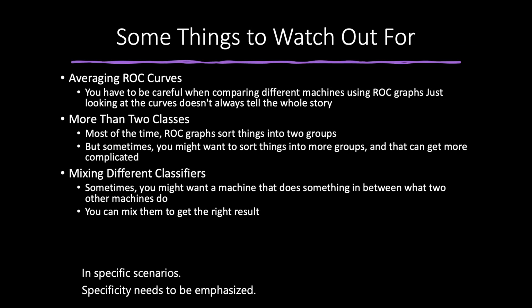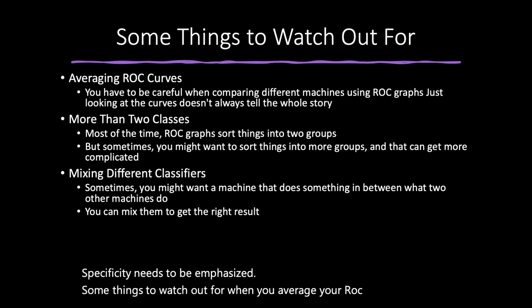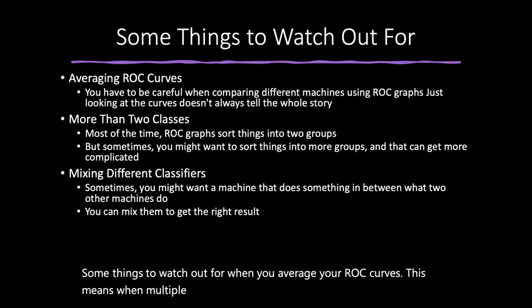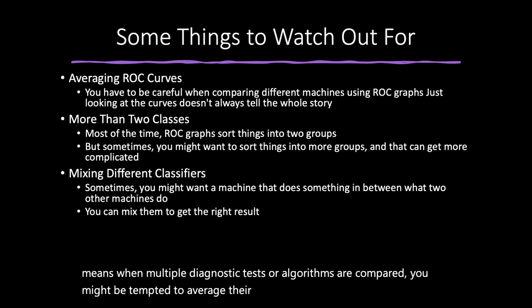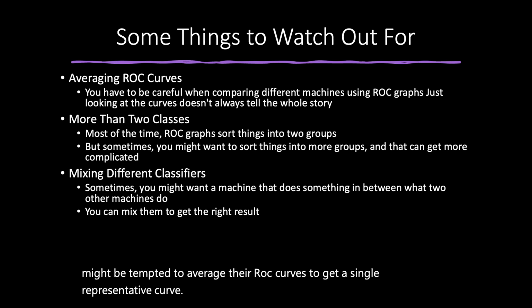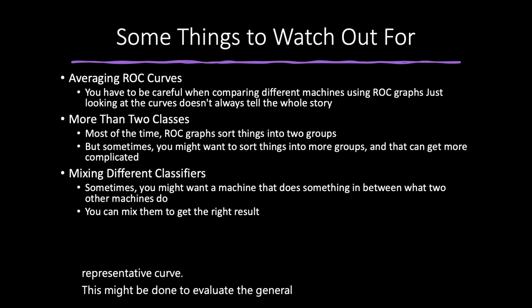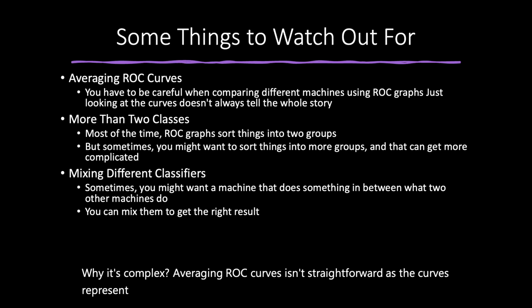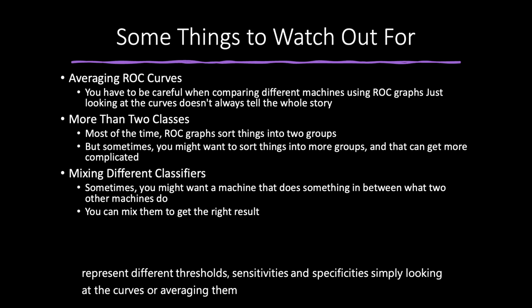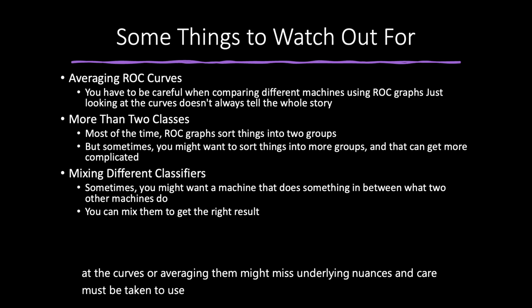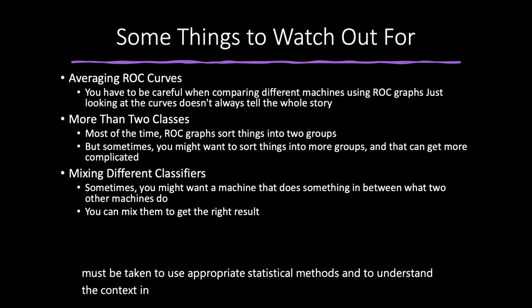Some things to watch out for. When you average your ROC curves, this means when multiple diagnostic tests or algorithms are compared, you might be tempted to average their ROC curves to get a single representative curve. This might be done to evaluate the general performance across different models or settings. Why is it complex? Well, averaging ROC curves isn't straightforward, as the curves represent different thresholds, sensitivities, and specificities. Simply looking at the curves or averaging them might miss underlying nuances, and care must be taken to use appropriate statistical methods and to understand the context in which the models are applied.